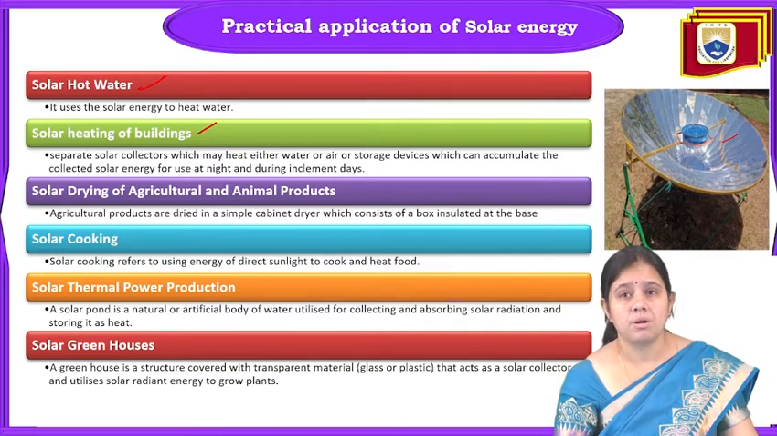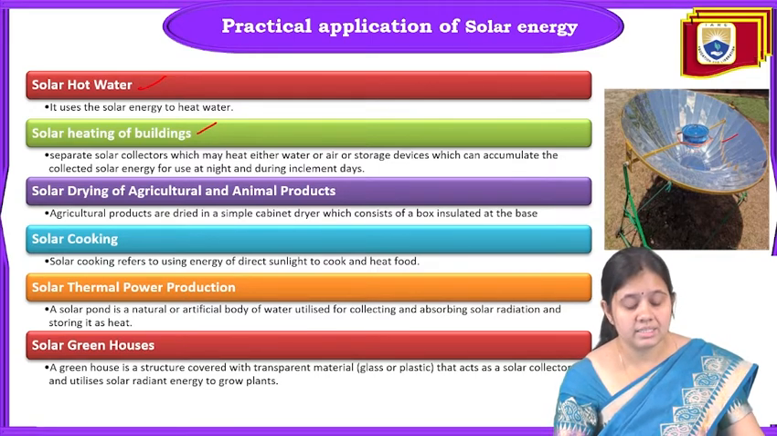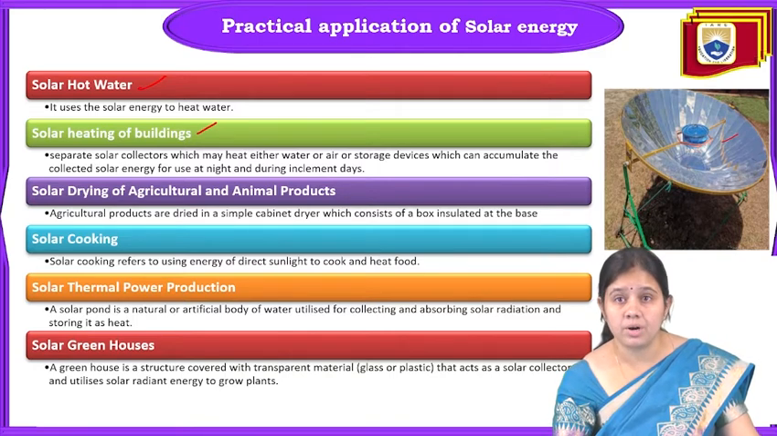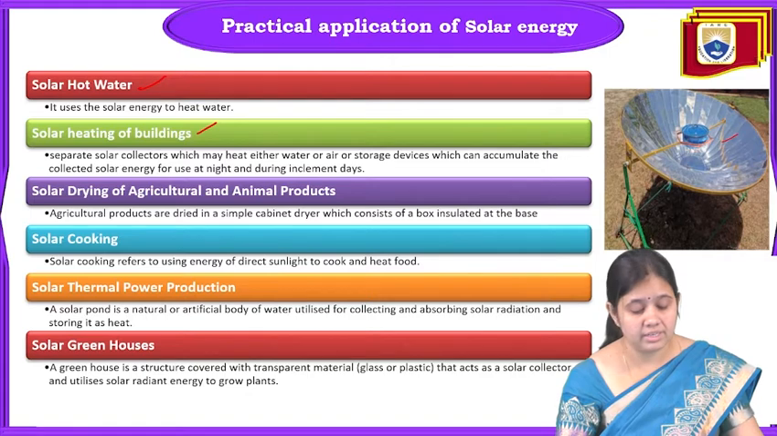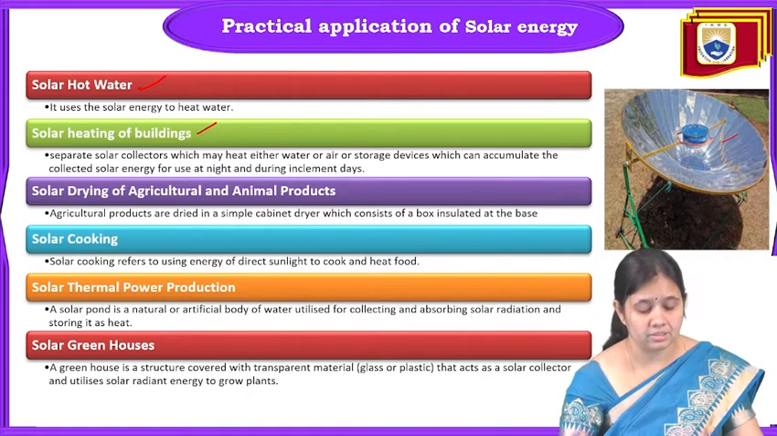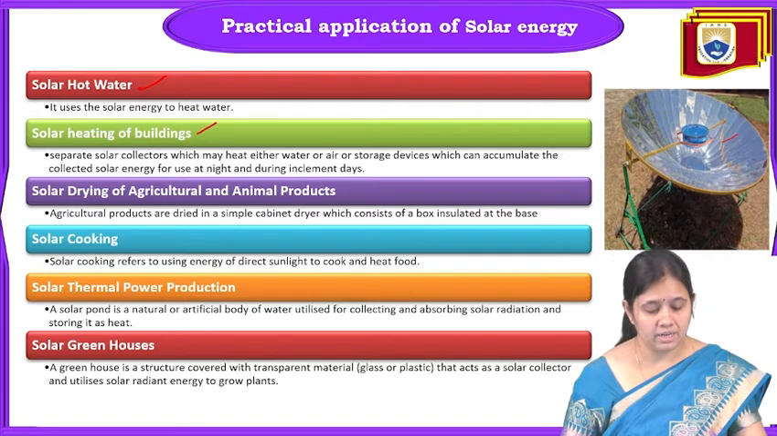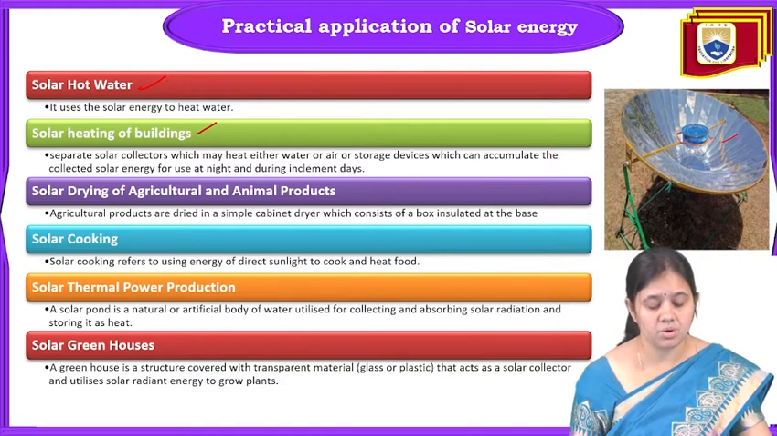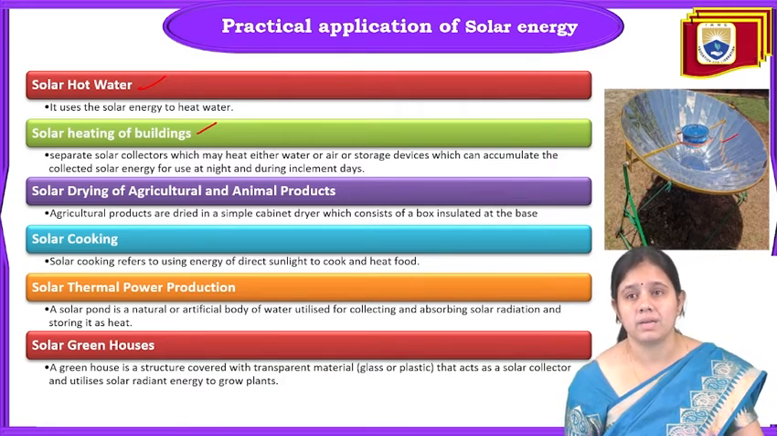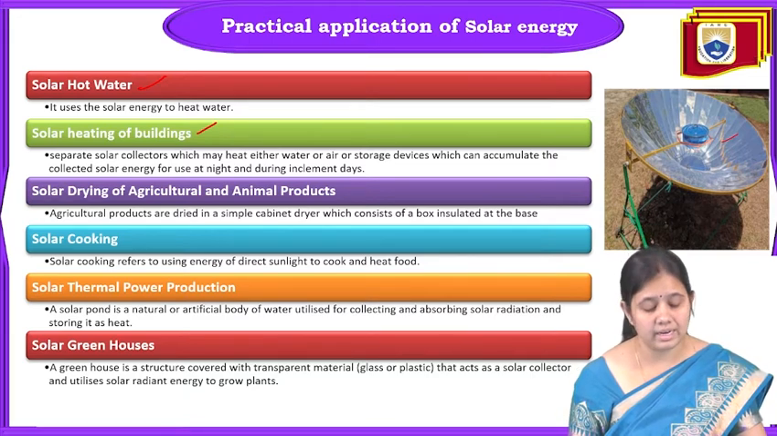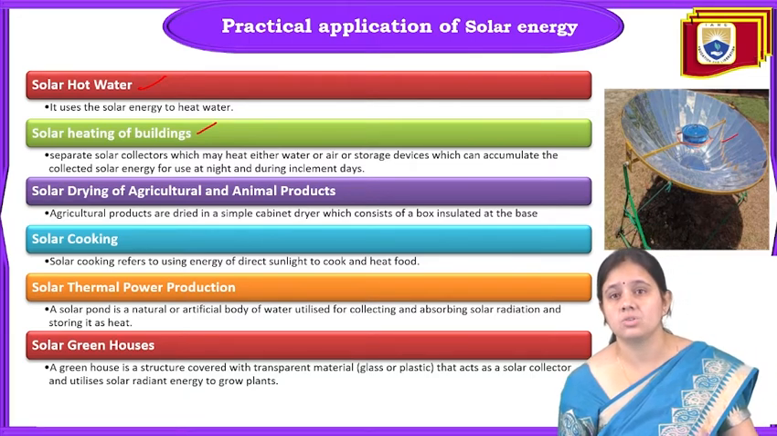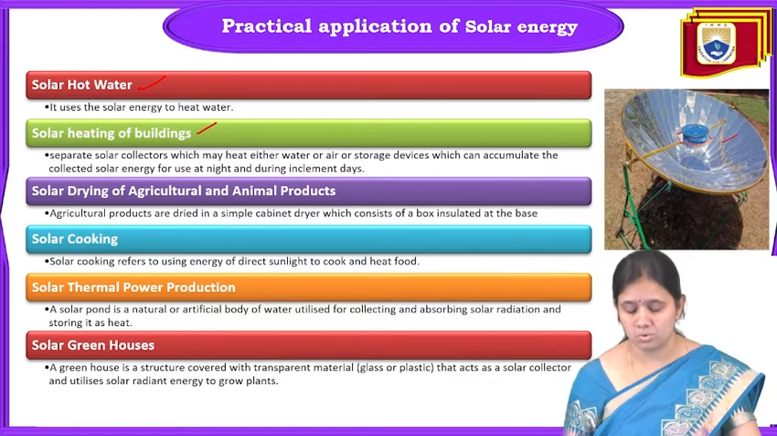Now, solar thermal power production. A solar pond is a natural or artificial body of water utilized for collecting and absorbing solar radiation and storing it as heat. Now comes the solar greenhouse. A greenhouse is a structure covered with transparent material like glass or plastic that acts as a solar collector and utilizes solar radiant energy to grow plants.